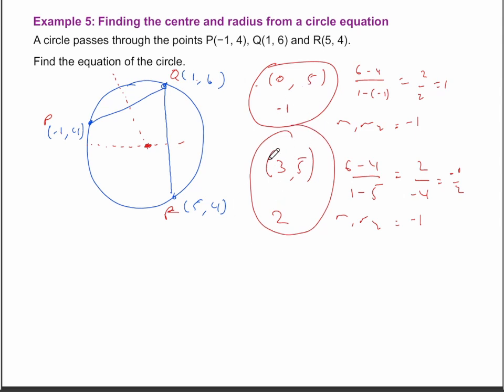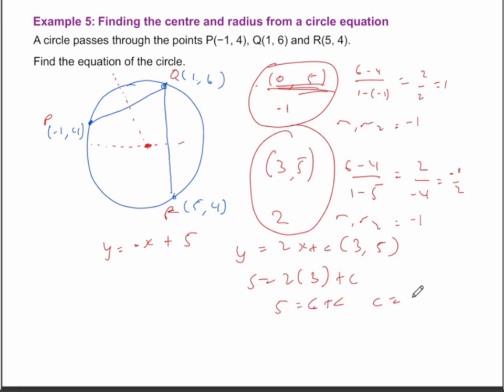From that we can form the equation of both of these, where y equals -x plus 5, because this is the y-intercept straight away. We know that because the x-coordinate is 0. The second one, we have to do some more work to get the equation of that line. So y equals 2x plus c, where it goes through (3, 5). So 5 equals 2 times 3 plus c, 5 equals 6 plus c, and c will equal -1. So y equals 2x minus 1.